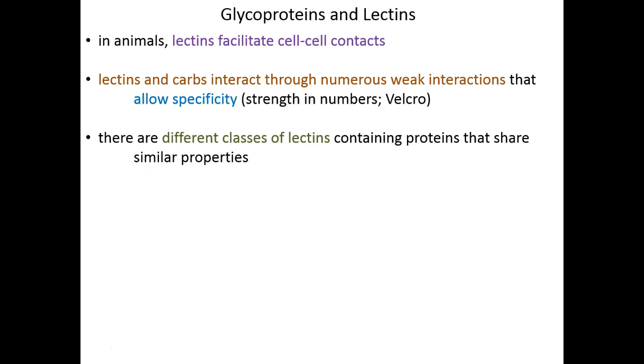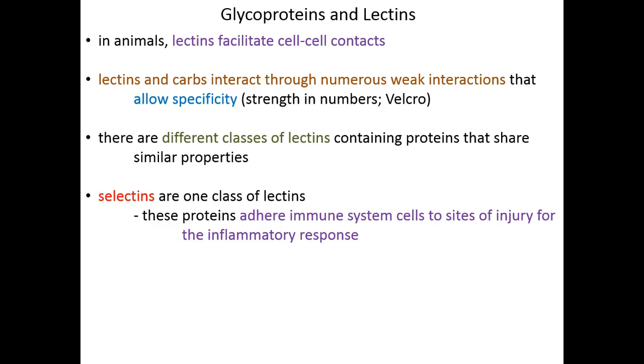Just like there are different classes of other proteins and different classes of sugars, there are different classes of lectin proteins as well, and these different classes allow different cellular processes to occur. Let's zero in on the selectins. Selectins are just one subset or one class of lectins, still proteins that interact with other glycoproteins.